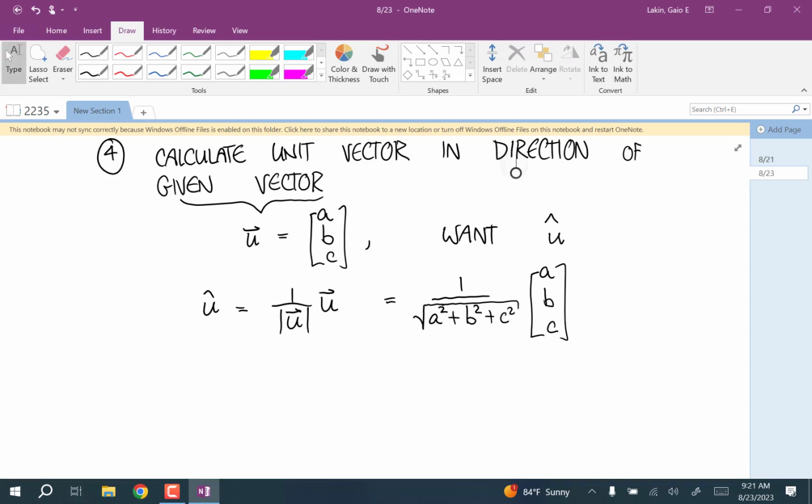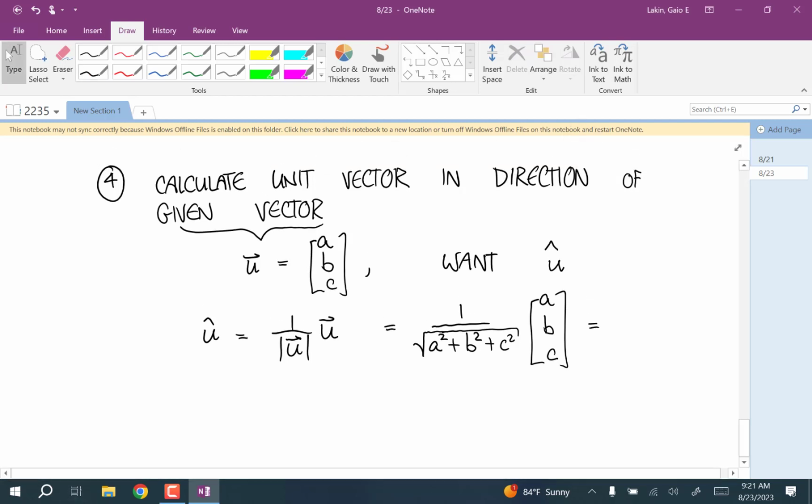Okay, so I guess I might as well go one more step. The x component then is A over that square root. The y component is B over that square root. And the z component is C over that square root.